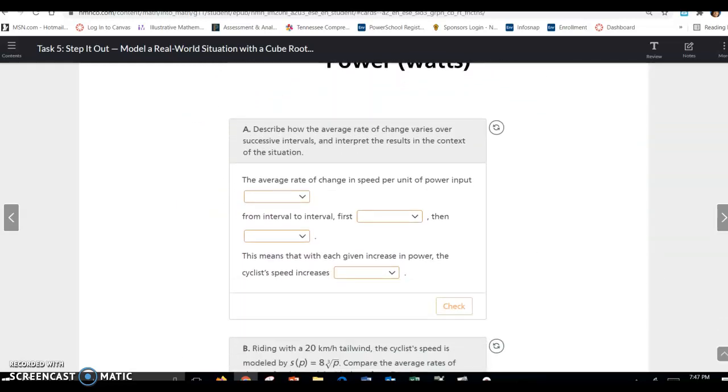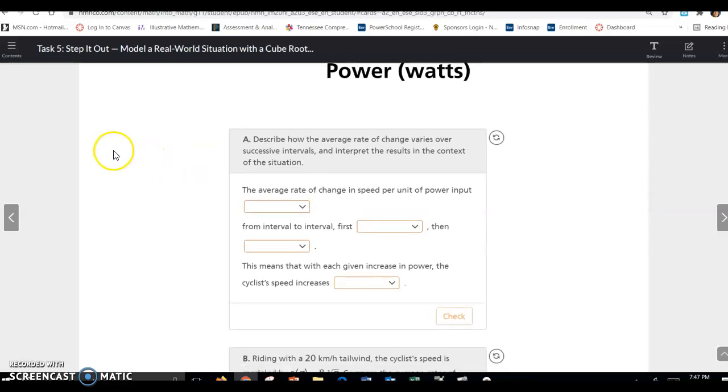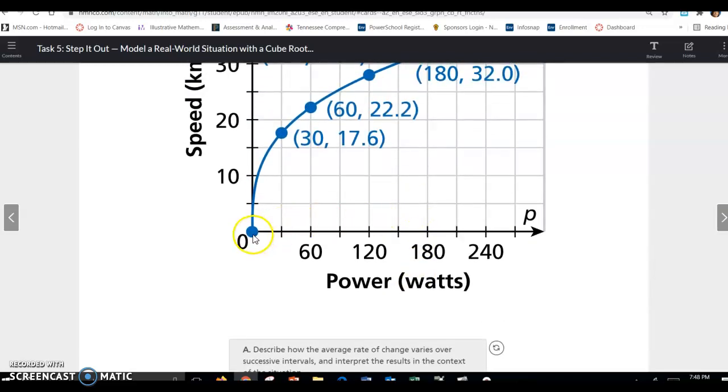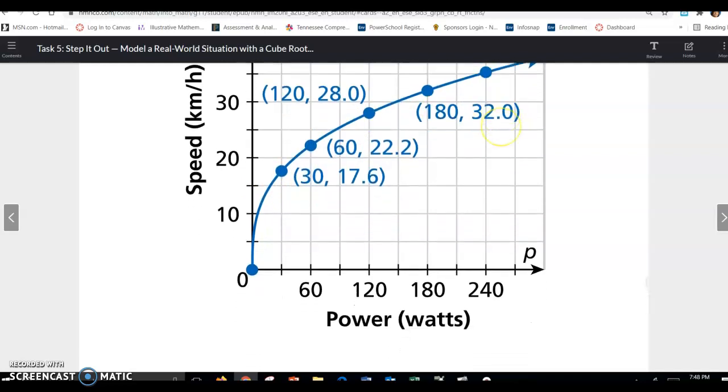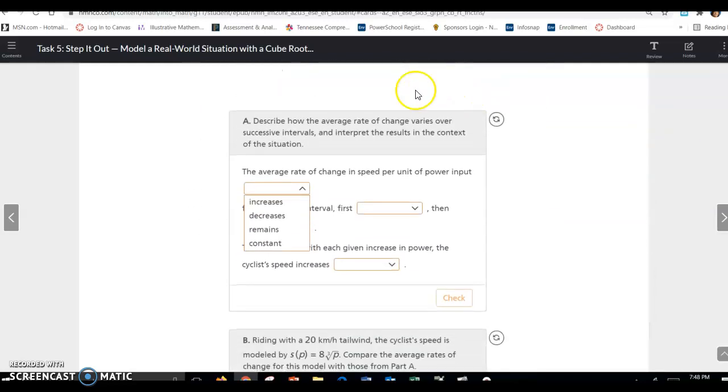Alright, it says describe how the average rate of change varies over successive intervals and interpret the results in the context of the situation. The average rate of change in speed per unit of power output. Let's look. You can see that as power output goes up, it is increasing, and the higher it gets, it kind of levels out and still increases, but not quite as quickly.